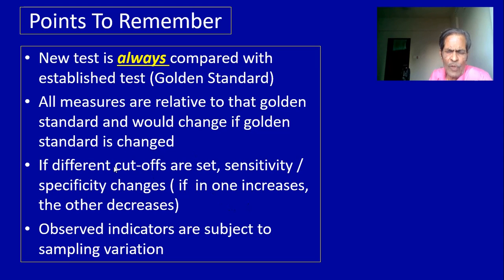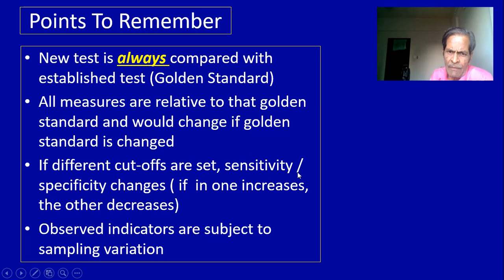Now, if different cutoff points are set for the new diagnostic test, if the results of the new diagnostic test are obtained in the form of a ratio variable, and the gold standard test is giving the result, say, in the form of whether the disease is present or not, then if different cutoff points are set for declaring a person as positive or having the disease, negative or not having the disease, the sensitivity and the specificity will change.